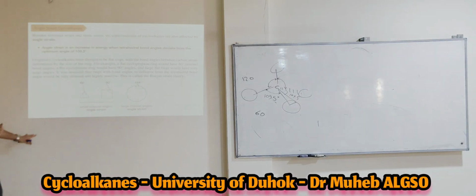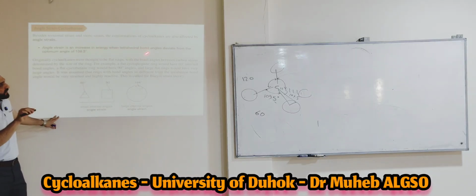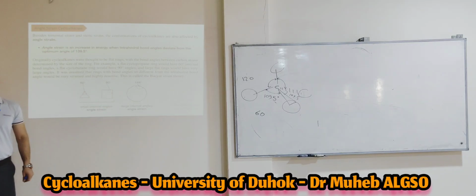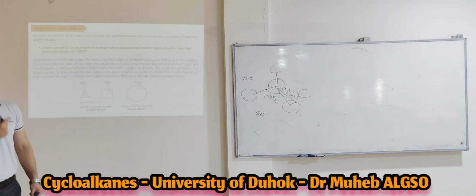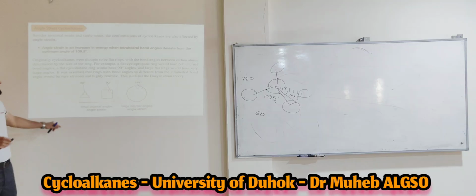So, angle strain is an increase in energy. What does an increase in energy mean? It means the stability decreases. The energy increases when the tetrahedral bond angle deviates from the optimum angle, which is 109.5 degrees. Any change of this value will decrease the stability of the compound.